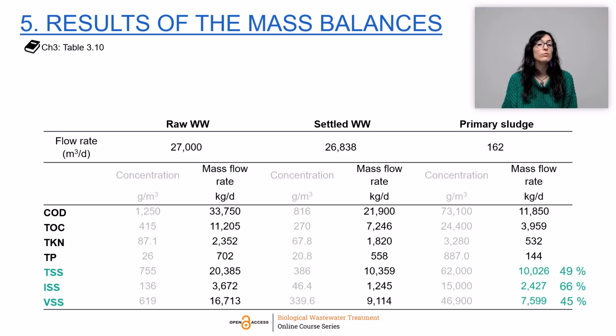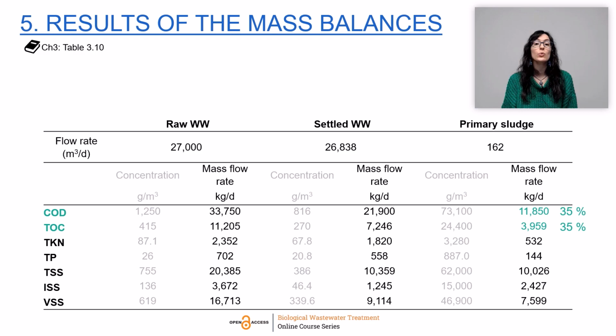We can also see from the values of the mass flows that almost 50% of the total suspended solids from the raw wastewater end up in the primary sludge, while the rest remains in the settled wastewater. In particular, an even higher fraction, 66% of the inert suspended solids, also ends up in the primary sludge. And this value is higher than for the total suspended solids because the inert suspended solids are normally more easily separated in the settler compared to the volatile suspended solids.